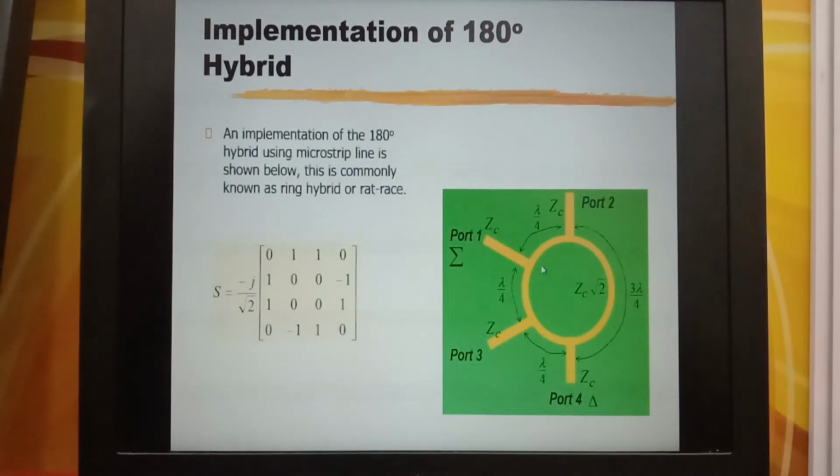This time no signal will go to port 1 because any leakage from port 3 to port 1 and leakage from port 2 to port 1 will have the opposite phase as we mentioned just now, and they will cancel each other.